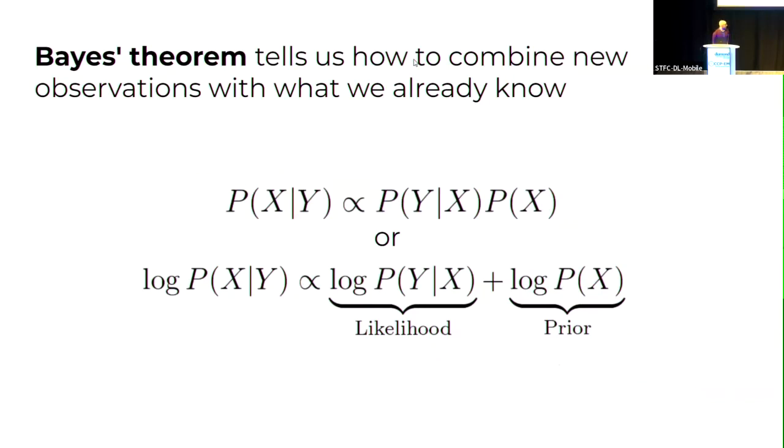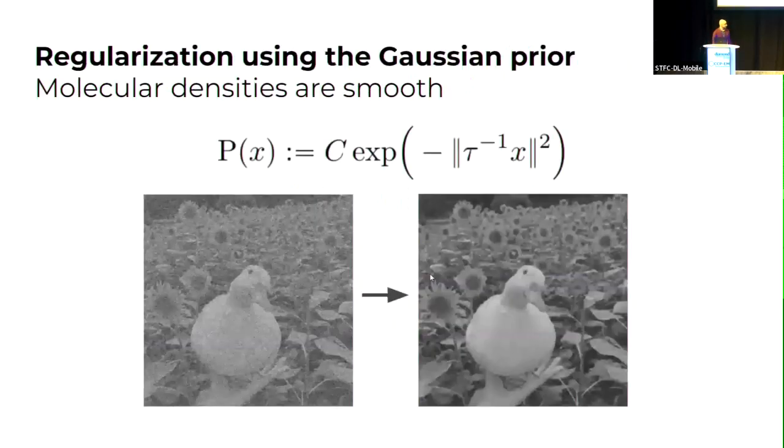Most of you have heard of the Bayes theorem. Basically, it tells you how you should combine previously known information with newly acquired information. Y here being the data, X is your model, and the prior is over your model, and you have the likelihood term and the prior term, or the log likelihood and the log prior term. In cryo-EM it's pretty straightforward to assign an explicit expression for the likelihood term. However, the prior is notoriously difficult to determine.